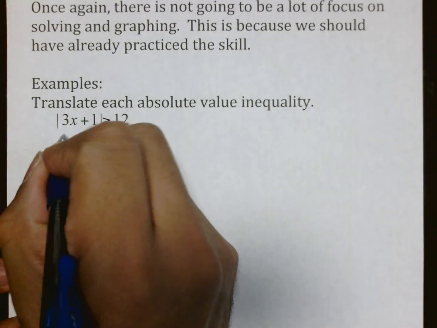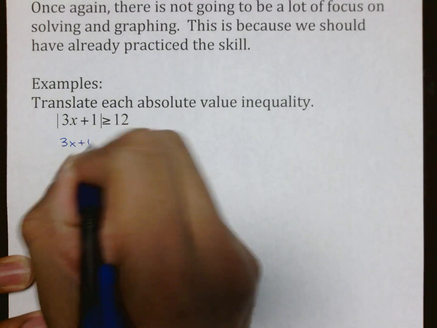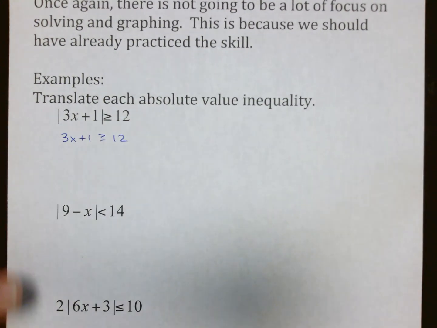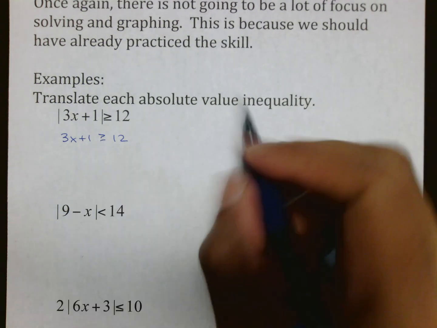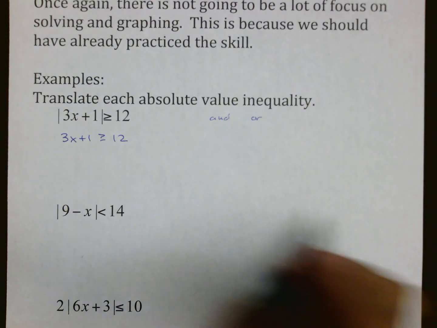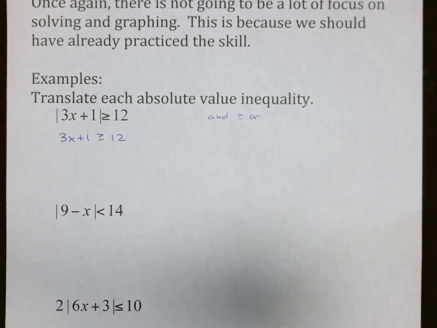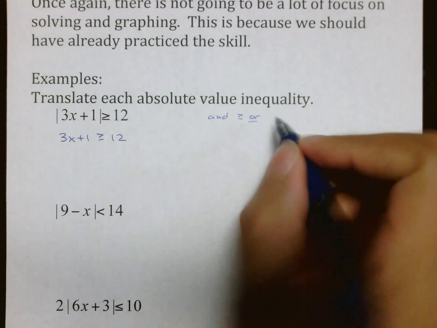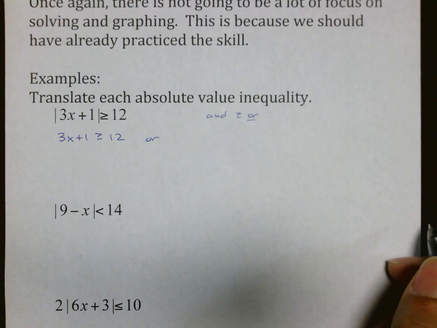Either way, the first thing you would write here is 3x plus 1 greater than or equal to 12. Again, you write it without the bars, the same way we did before. But now we must make our decision: is this an and or an or? What you can do is mentally visualize those two words, mentally put that symbol in between those two words and recognize that it is pointing at the word or.